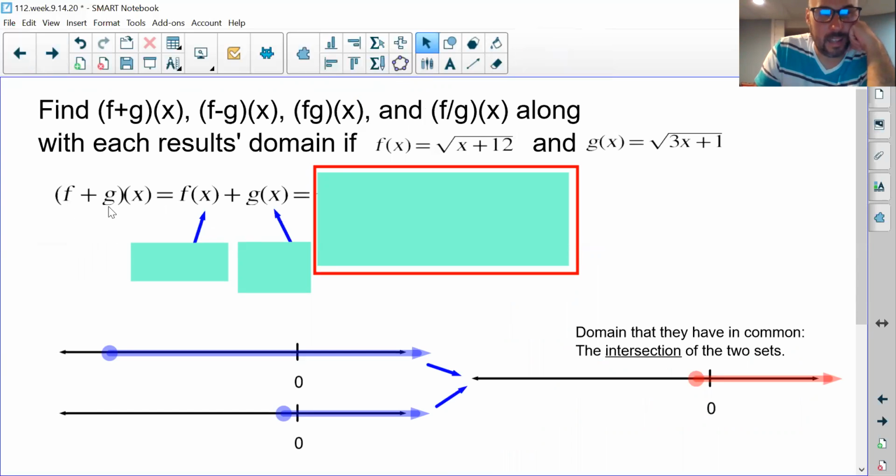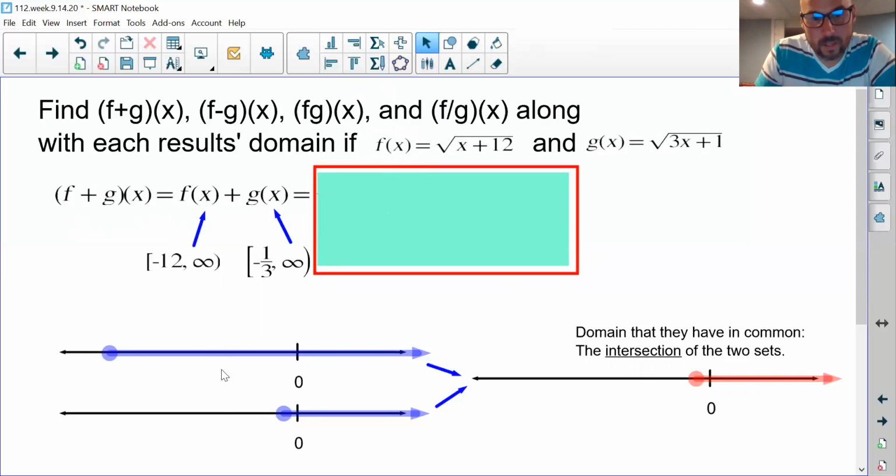So first of all, adding f and g. I can separate them into f of x plus g of x. And I know f of x has a domain of everything from negative 12 to infinity. As long as my number is negative 12 or bigger, I'm taking the square root of a positive number, or I'm taking the square root of 0. G of x has a domain of negative 1/3 to infinity. As long as x is negative 1/3 or bigger, then I'm taking the square root of a positive here, or the square root of 0. So now here we have domains that have to kind of get along. Our result has to have a domain that will satisfy both of these.